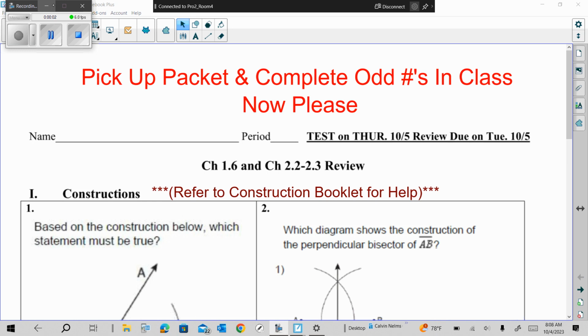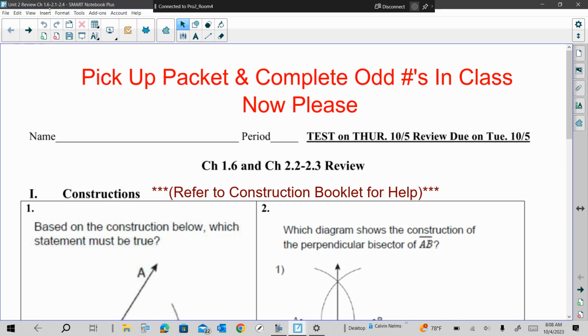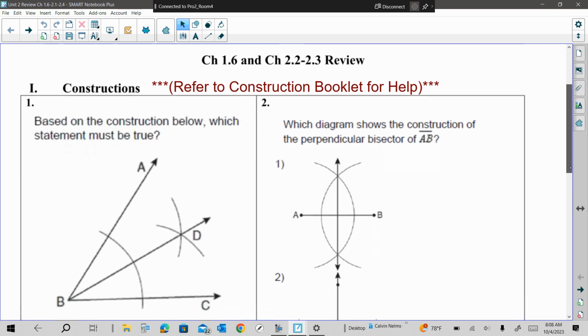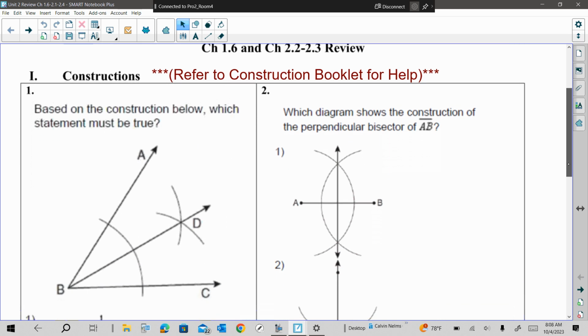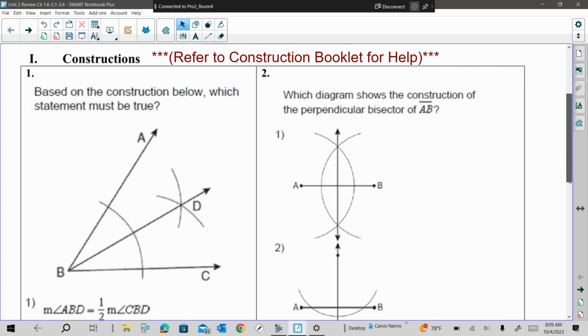Completed review packets will be due tomorrow before the test, and I'll use that as the extra credit. So on this first section, your constructions, I'm not going to ask you to physically use the compass on the test tomorrow. It will already be drawn for you. The construction will already be given. So just look over your construction booklet for help.